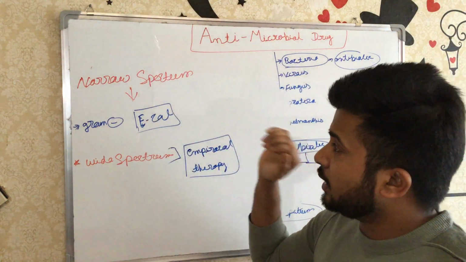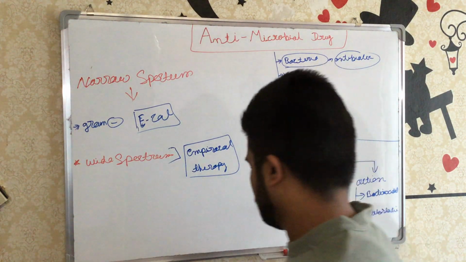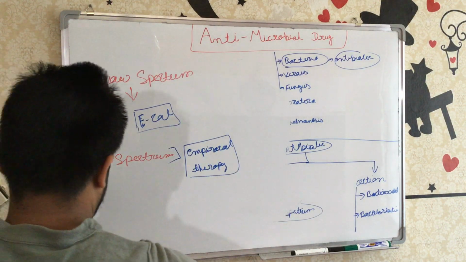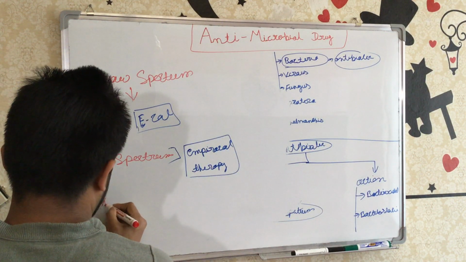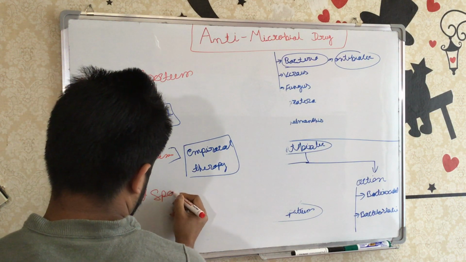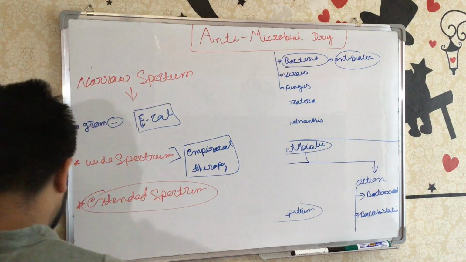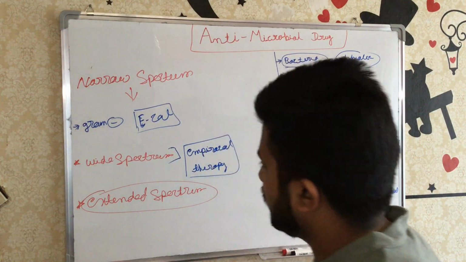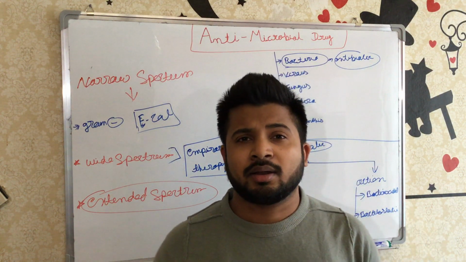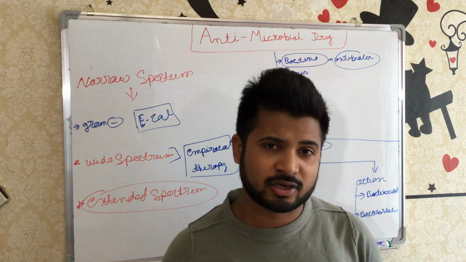And apart from narrow spectrum and wide spectrum, we also have extended spectrum. Actually, extended spectrum is a very special type of drug. This drug is mainly used for very typical bacteria which are not cured by the wide spectrum and narrow spectrum. Obviously the narrow spectrum will not cure.